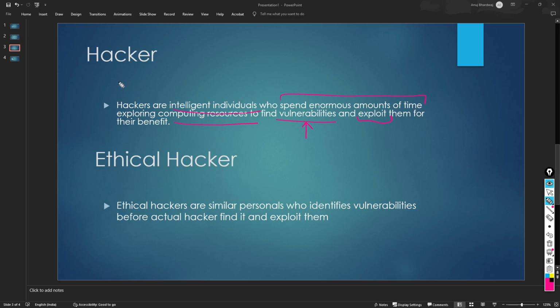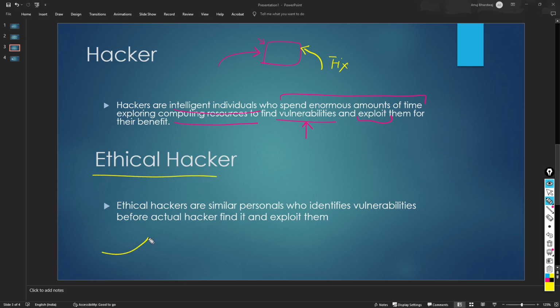Obviously, a hacker will come to your server, try to find the vulnerabilities, and try to break things. Before that, you attempt it by yourself. If you do it by yourself, you may find that weakness and fix it. So that's what these ethical hackers are doing.